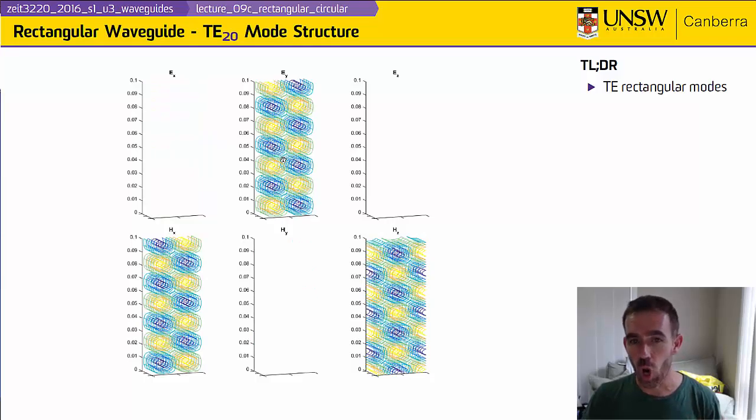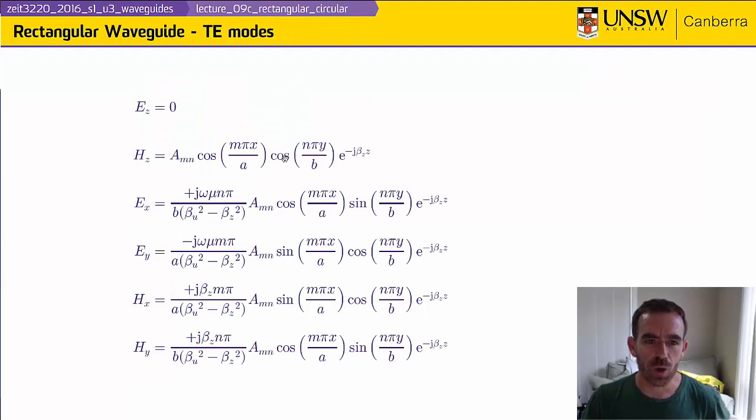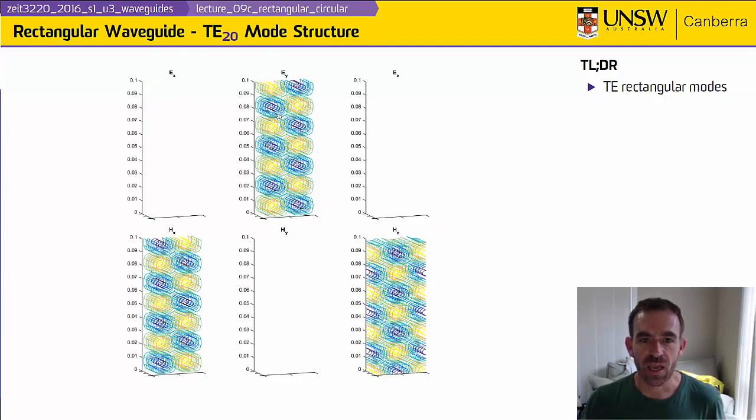When I go to the 2-0 mode, what the 2-0 mode means is now I've got cosine 2 pi x over a and sine of 0, because that's not going to look at, right? Sine of 2 pi x over a, cosine of 0. So I'm going to get one full cycle of a sine wave in the x direction and no variability in the y direction, and we see that borne out.